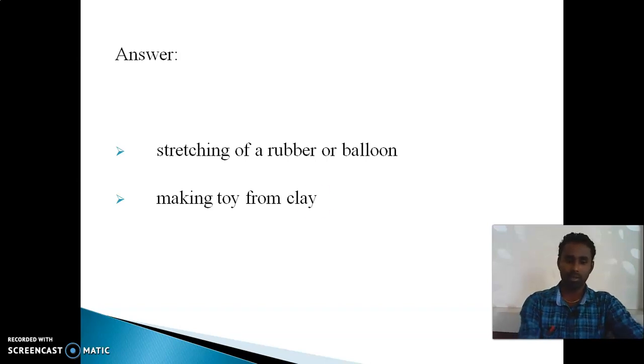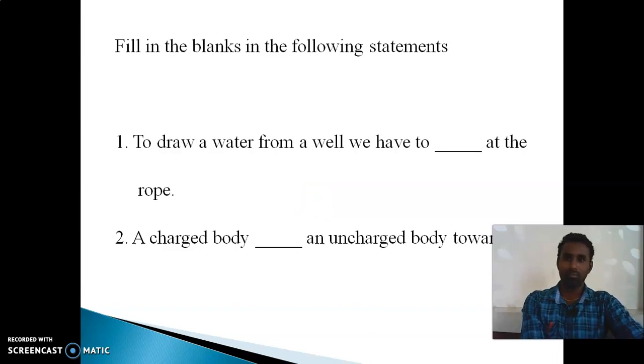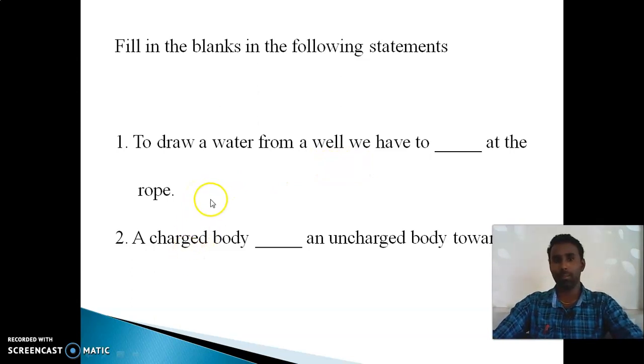Okay, the next one. Shall we go to the next question? Fill in the blanks in the following statements. They gave some statements, and we have to fill in the suitable answer. To draw water from a well, we have to dash at the rope. We have to what? Finally, I will say the answer, but first you have to find the answer.